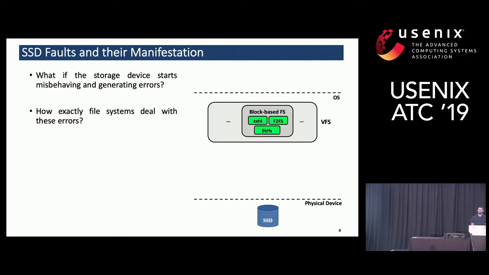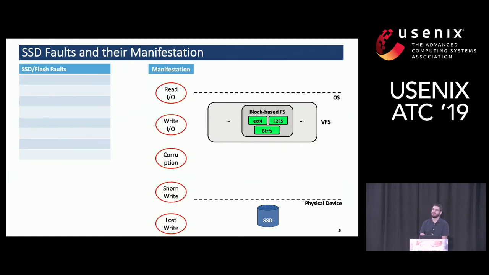In our study, we focus on local file systems deployed on top of a single SSD. And we ask the following questions. What happens if the underlying storage device starts misbehaving and generating errors? How can the file system deal with those errors? And what are the actual errors that can take place?